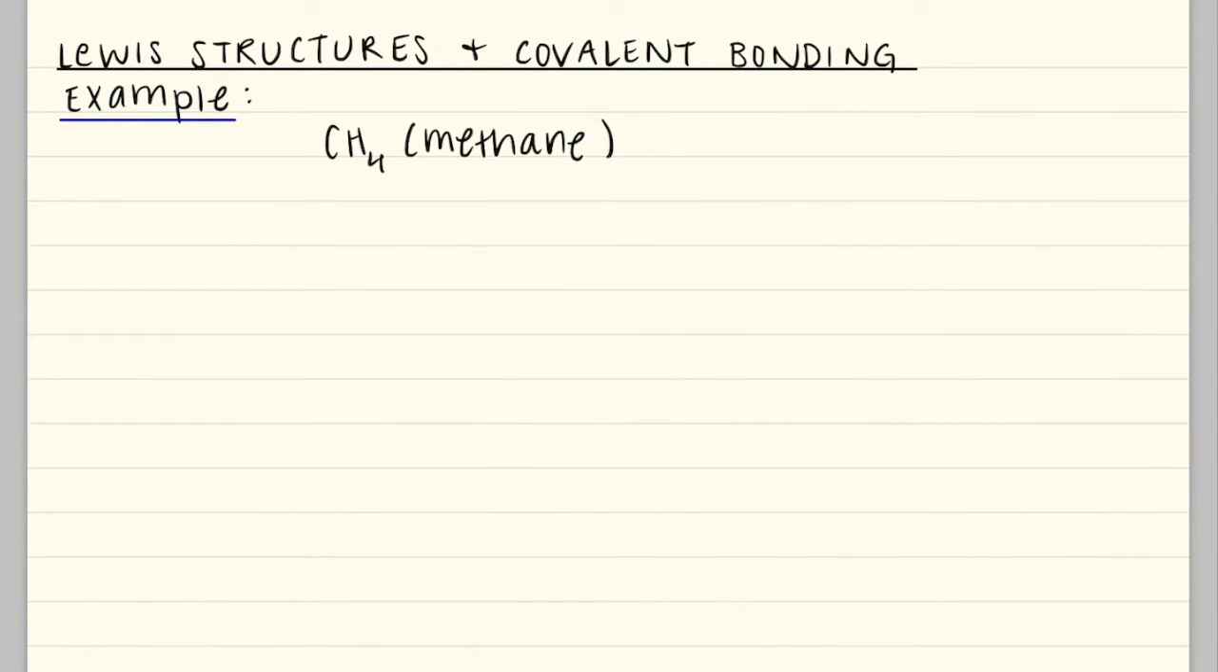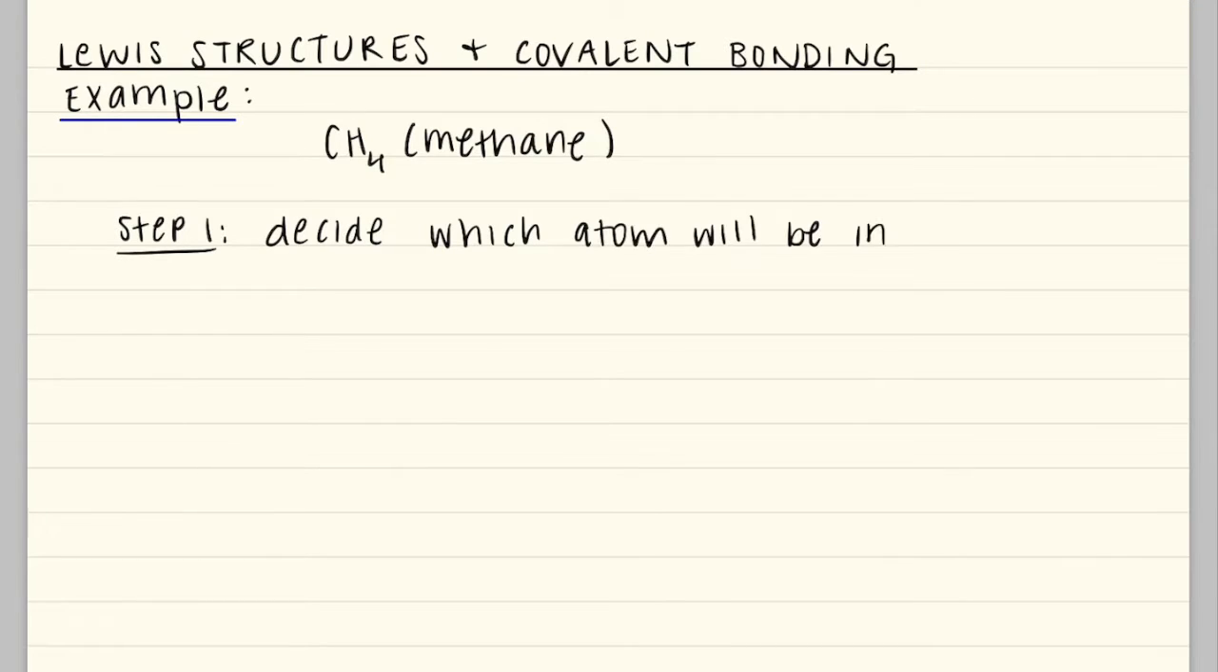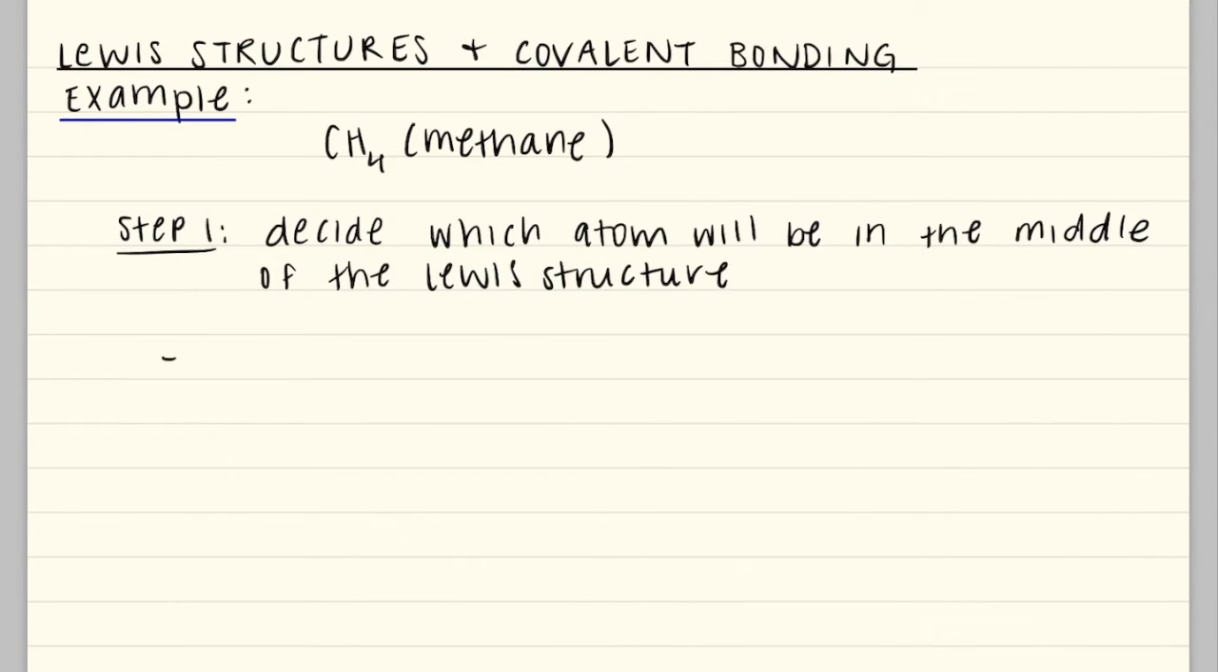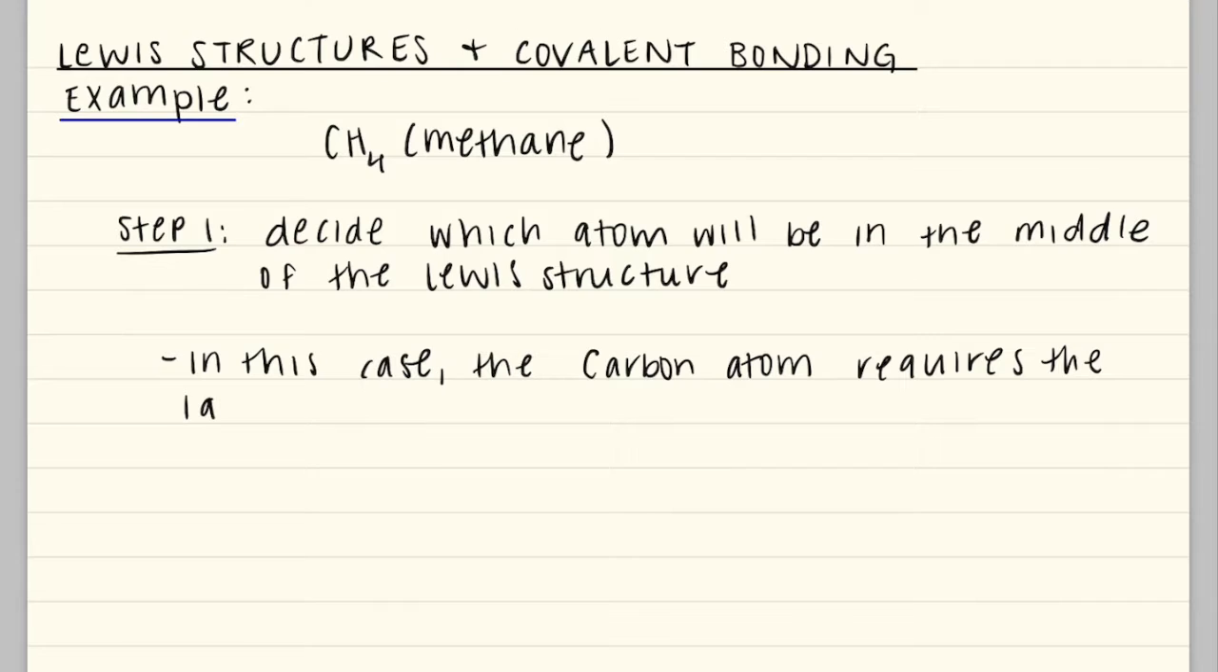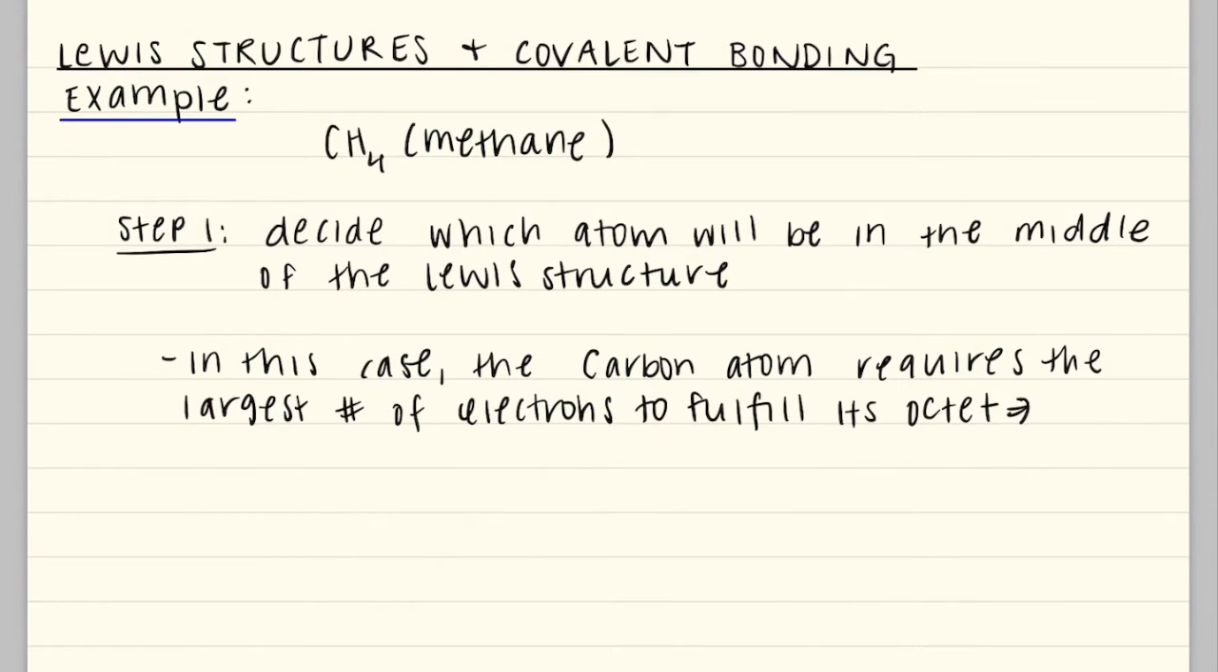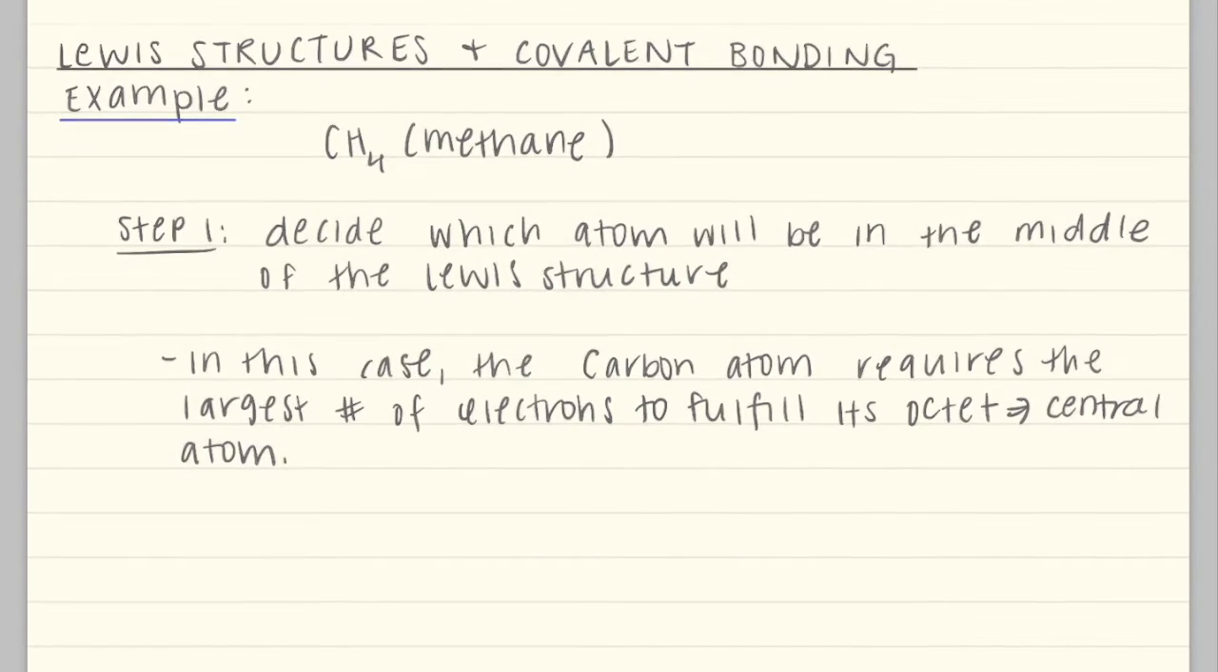Alright, let's move on to the next example. CH4 is the molecular formula for a compound called methane. Let's look at this in steps. First, we will need to decide which atom will be in the center of the Lewis structure. In this case, we are going to look for the atom that requires the greatest number of electrons to fulfill its octet. Hydrogen needs only 1 to fulfill its outermost shell, while carbon needs 4. Therefore, carbon will be the central atom in this case.